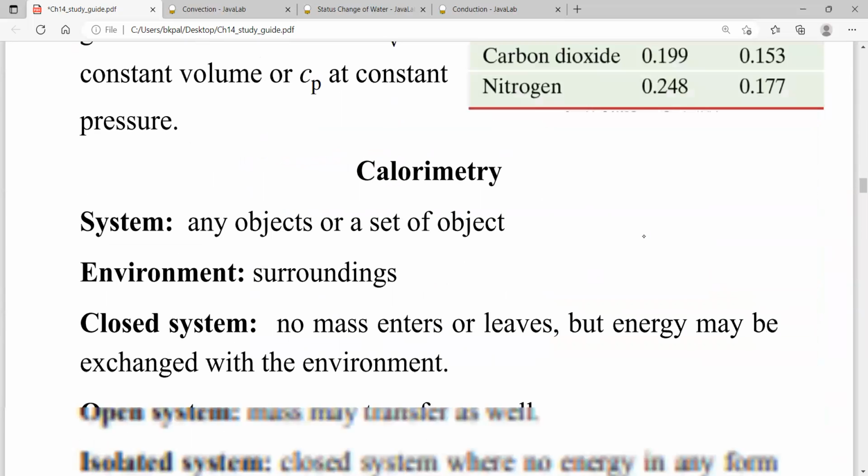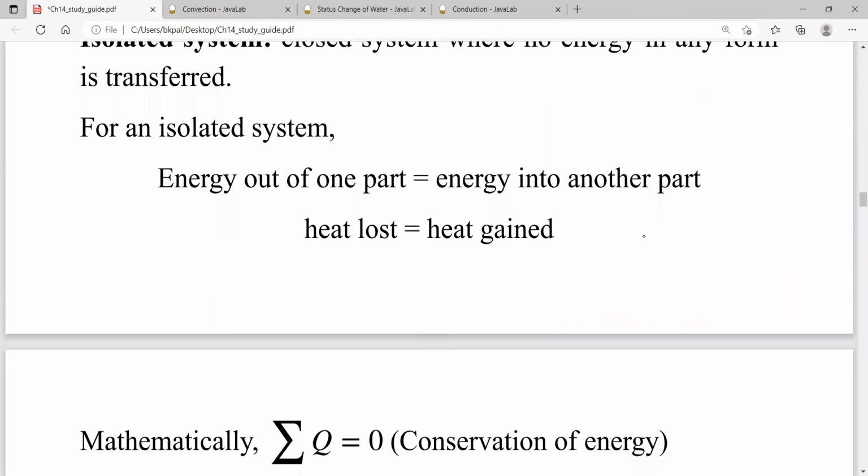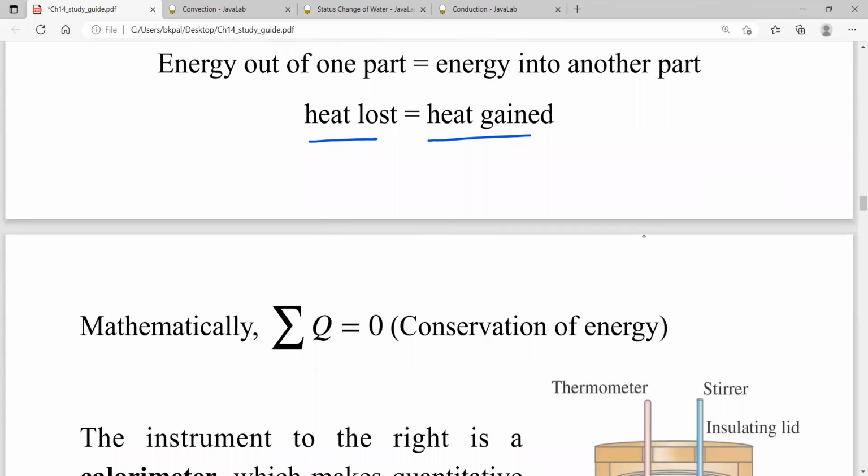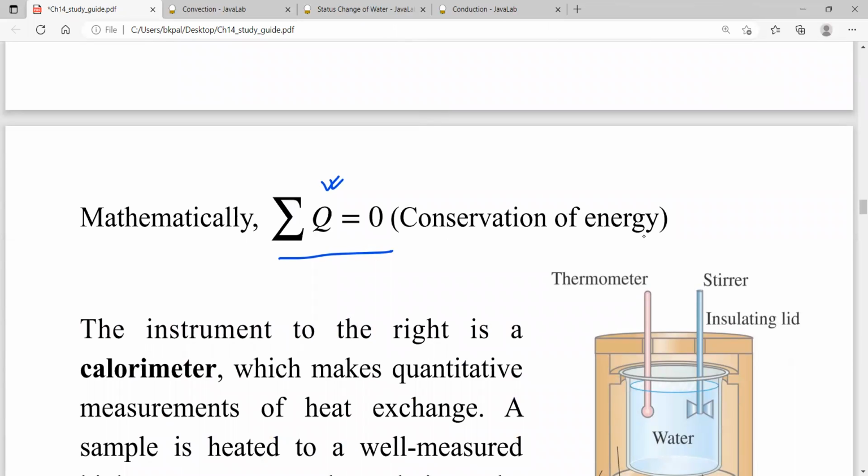Then we learned about calorimetry, and the important equation for calorimetry is heat lost equals heat gained, or the sum of Q equals 0, and this is the conservation of energy. Remember that Q is positive when it enters a system and negative when it leaves the system. You have to remember this convention. It will be clearer when you do some problems. In the next lecture you will be doing some problems.